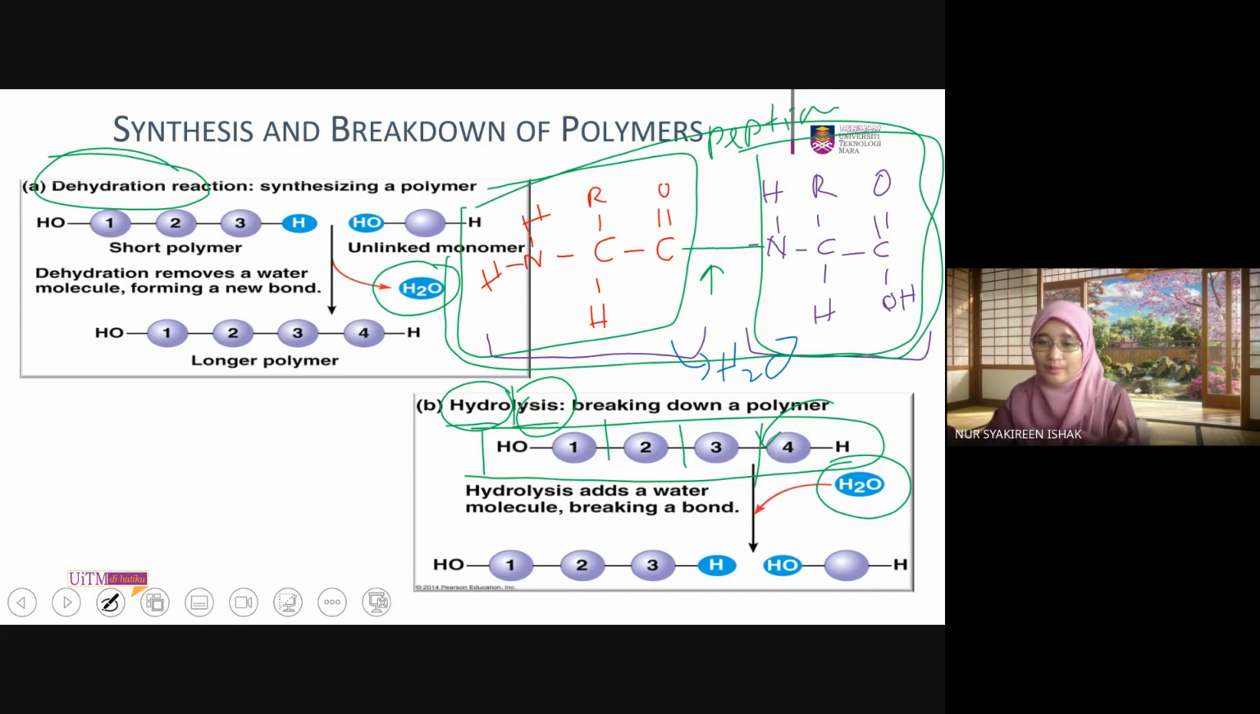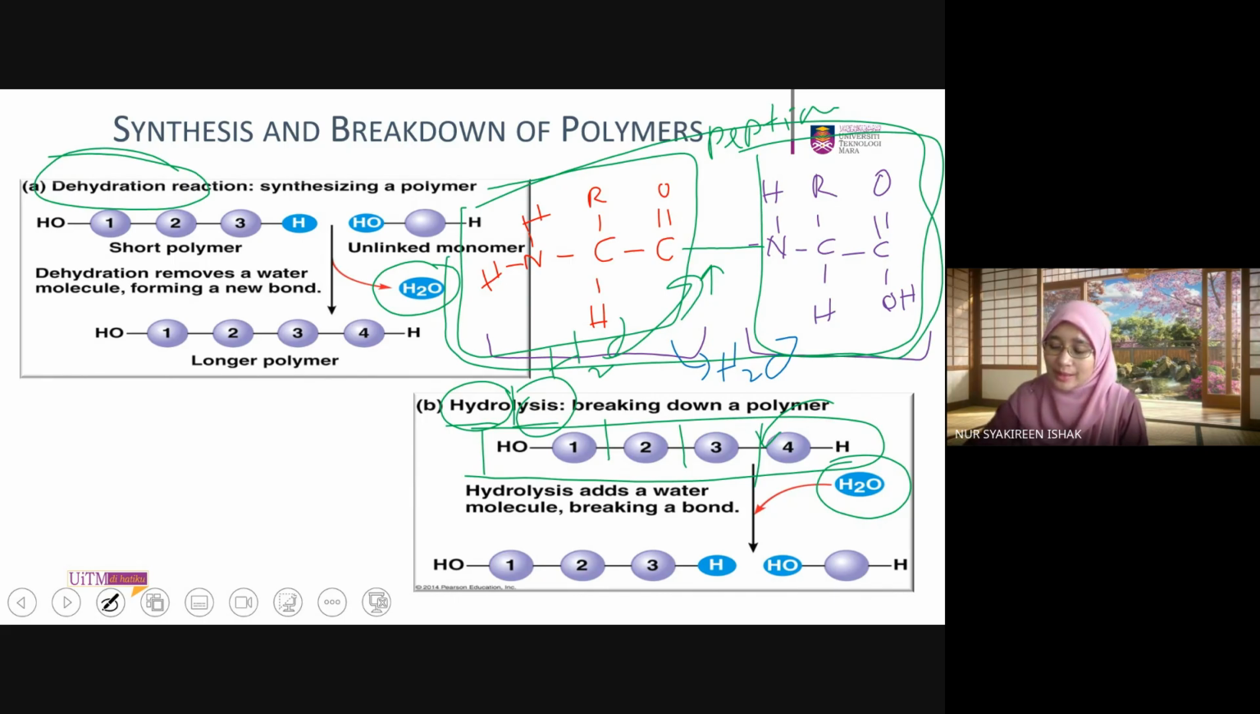Okay, so if you add more amino acids, it forms a polypeptide. So basically, in order for you to break this peptide bond, you need to add water. So hydrolysis is the opposite reaction of dehydration. Dehydration is the opposite reaction of hydrolysis.